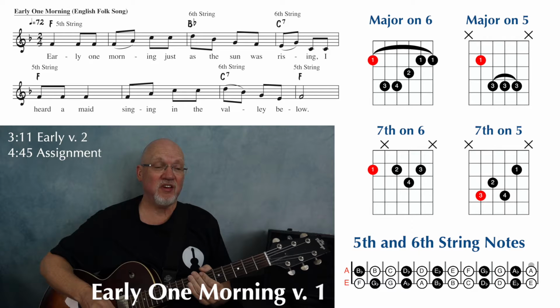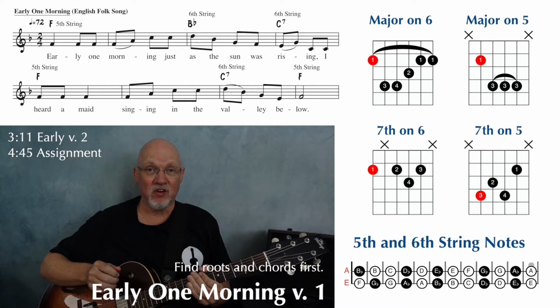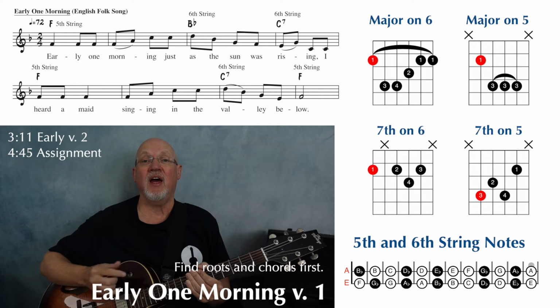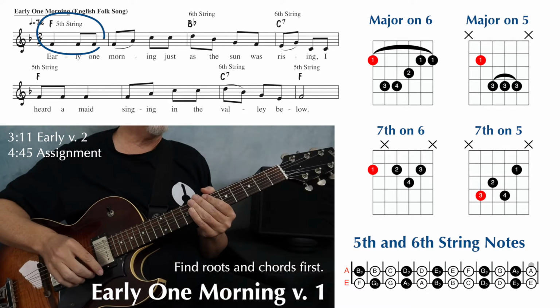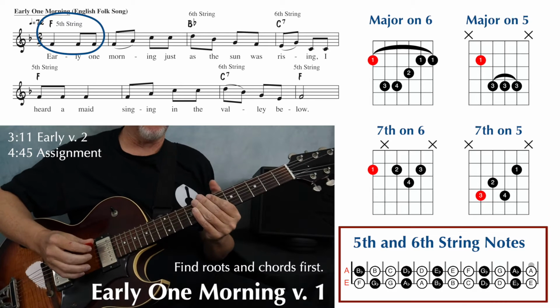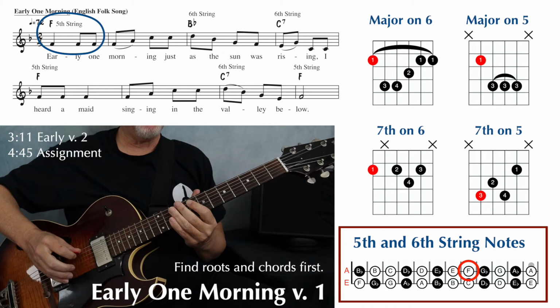At the bottom of page 6, we have Early One Morning. What we're going to be doing with all of these songs is first finding our root notes and then figuring out what chord shapes go with those root notes, and then we'll play the song. So we start off with an F major on the 5th string. So we need to find our root note, the F, on string 5. That'll be at the 8th fret.